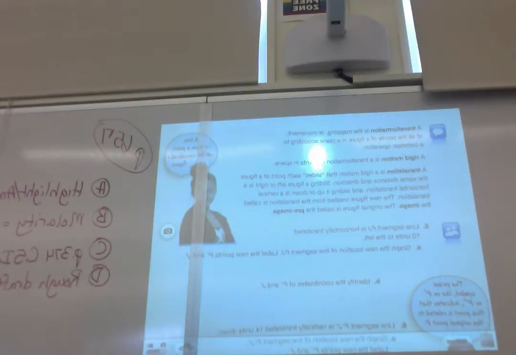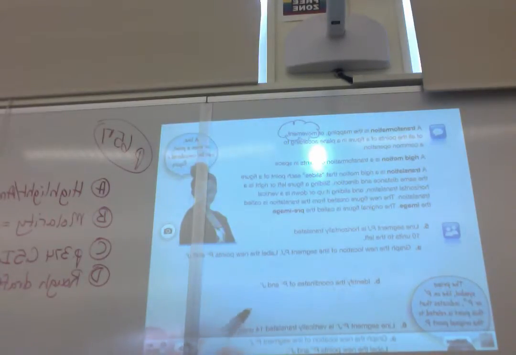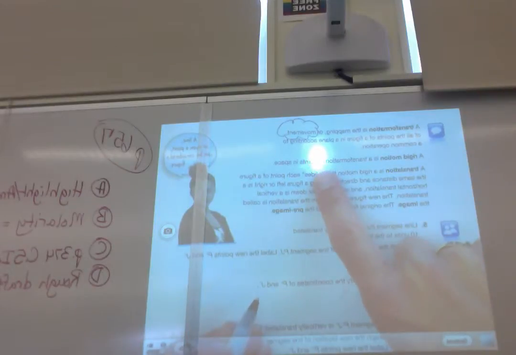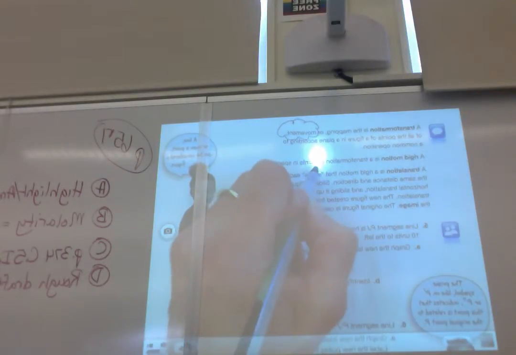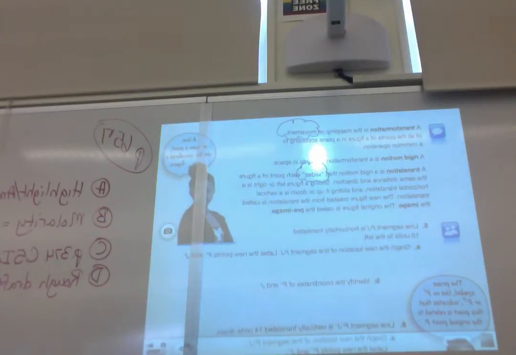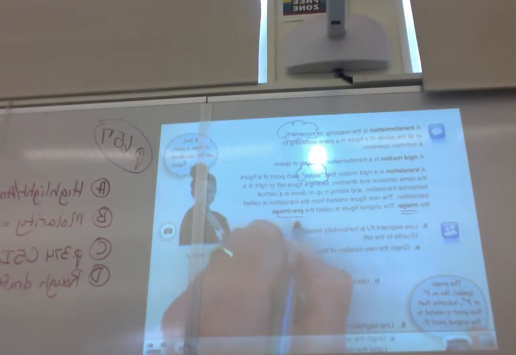Let's do this. A transformation is a map or movement of all points in a figure and a plane according to a common operation. A rigid motion is a transformation of points in space. A translation is a rigid motion that slides each point of a figure the same distance and direction. Sliding a figure left or right is a horizontal translation, and sliding it up or down is a vertical translation. The new figure created from the translation is called the image. The original figure is called the preimage.